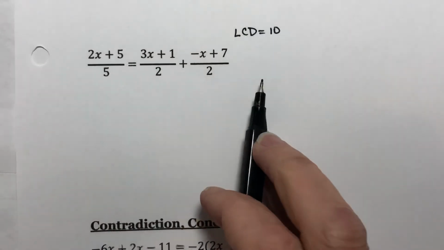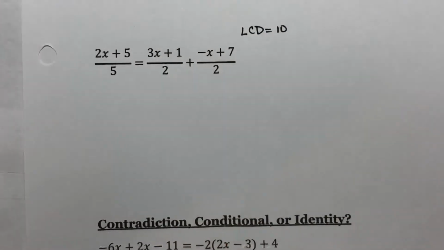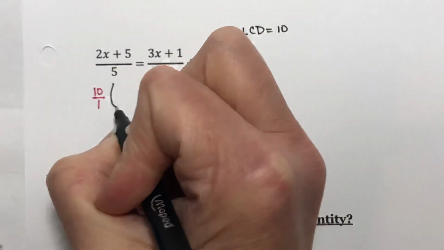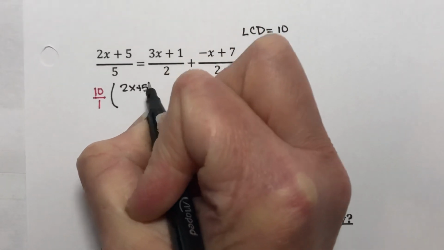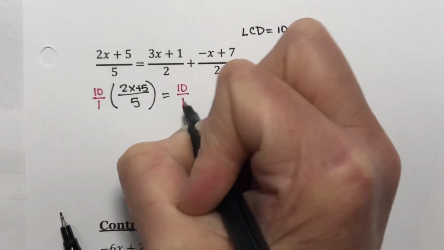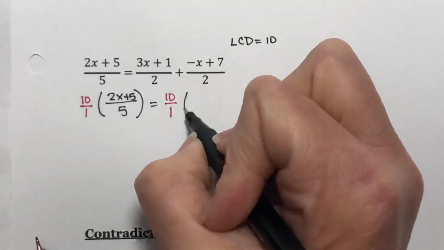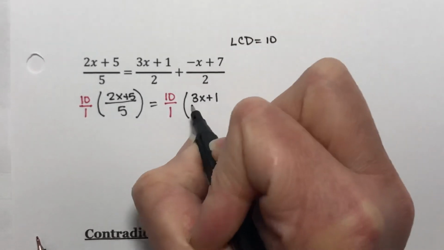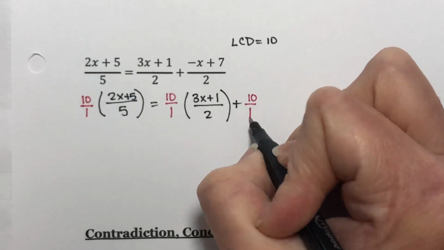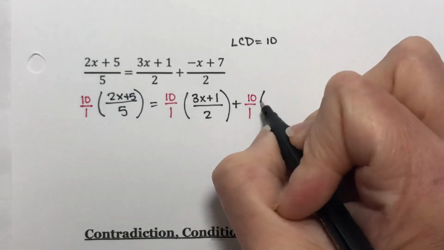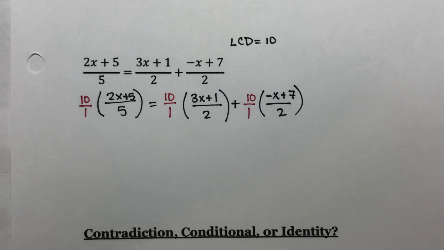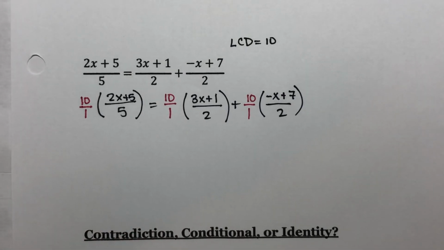So I'm going to multiply each of these fractions by a 10. Okay, so this is 10 over 1 times (2x plus 5) over 5. And that equals 10 over 1 times (3x plus 1) over 2, plus 10 over 1 times (negative x plus 7) over 2. Now, just like in the other problem, every one of these denominators should cancel out.